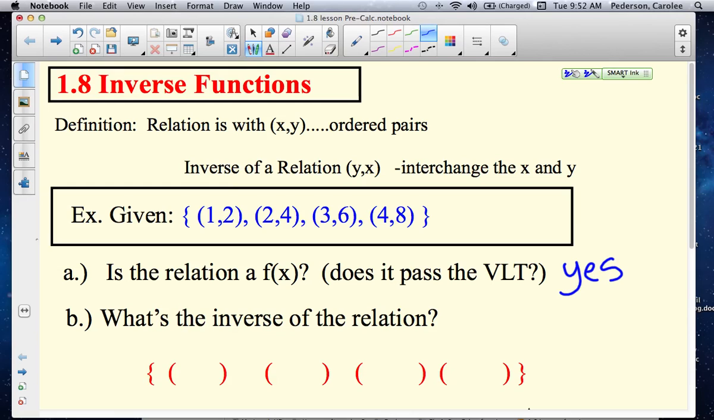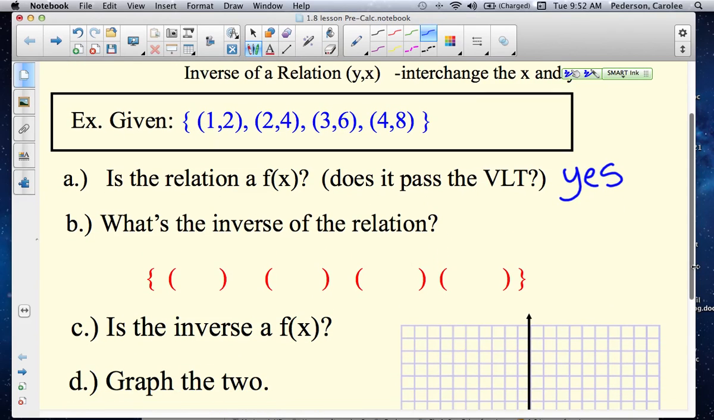Next part of the question. What's the inverse of this relation? So we are going to interchange all of the ordered pairs. So what is the first ordered pair going to be then for 1, 2? 2, 1. What's the next ordered pair going to be then? 4, 2. What's the next ordered pair going to be? 6, 3. And the last ordered pair? 8, 4.